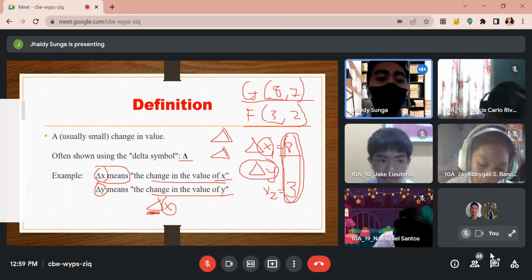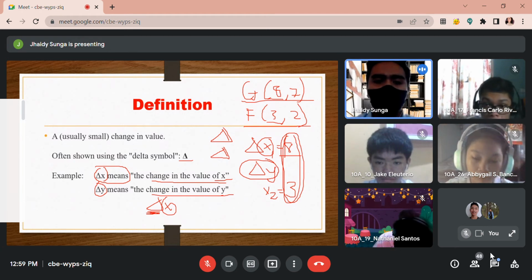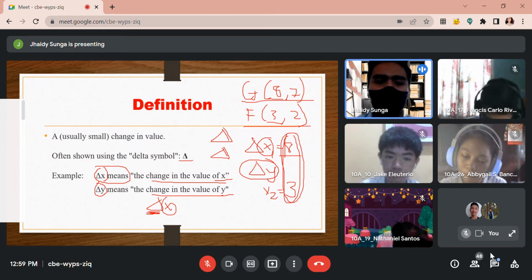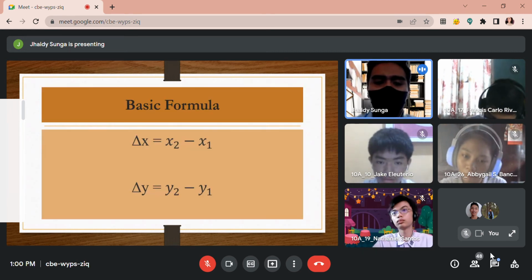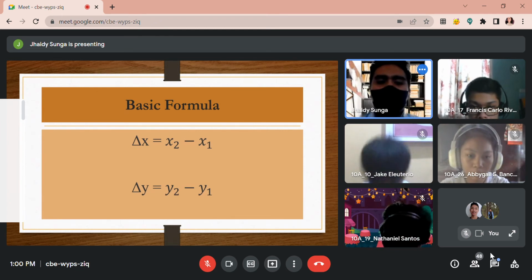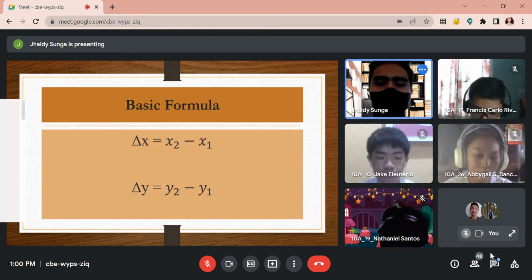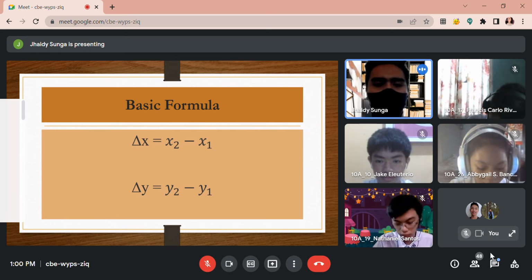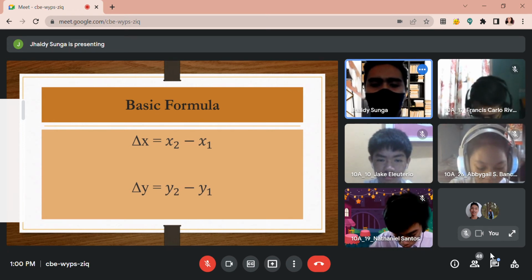So this is the basic formula, no? I would like you to take note of this one. This is the formula for delta x and delta y. All right. So this would be the basic formula of delta x and delta y. I want you to take note of this one.